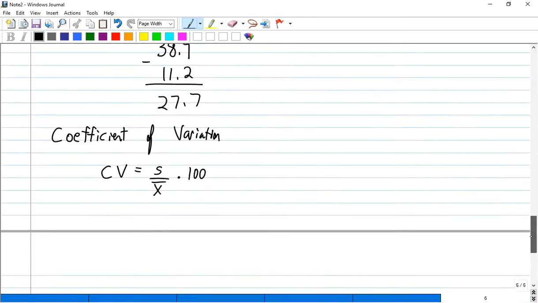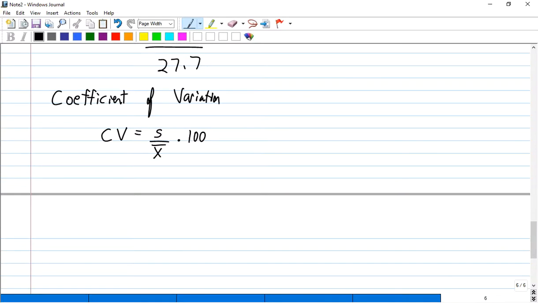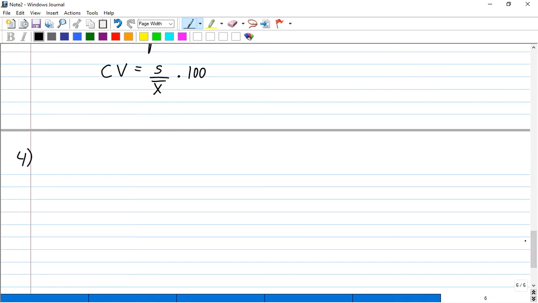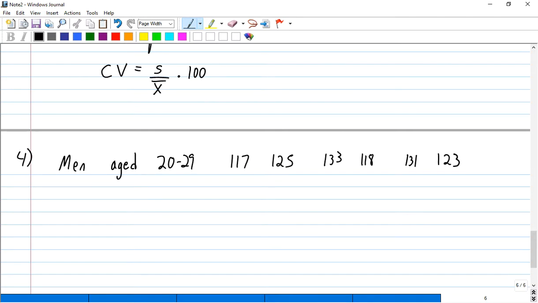So here's an example, and this deals with something that some of you will definitely be dealing with in the future. The problem lists 2 sets of systolic blood pressures. We have one data set that is for men aged 20 to 29. And so that data set is 117, 125, 133, 118, 131, and 123. Okay, and then we have another data set that is for men aged 60 to 69.